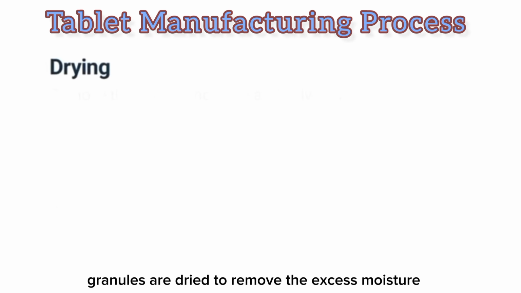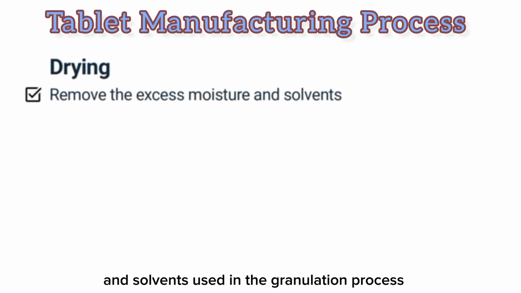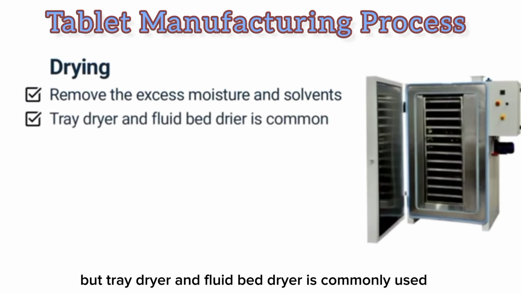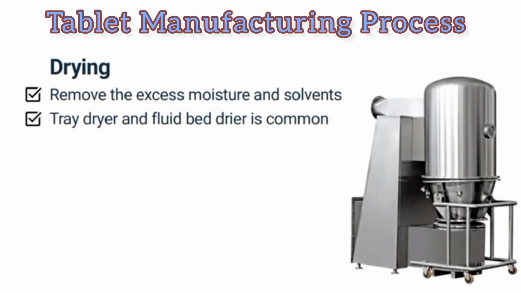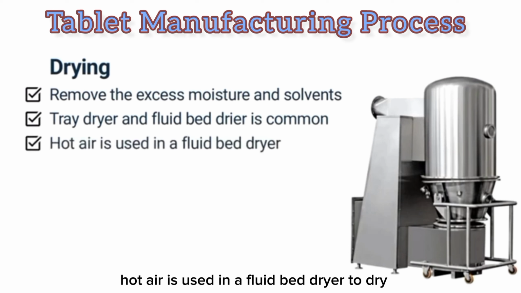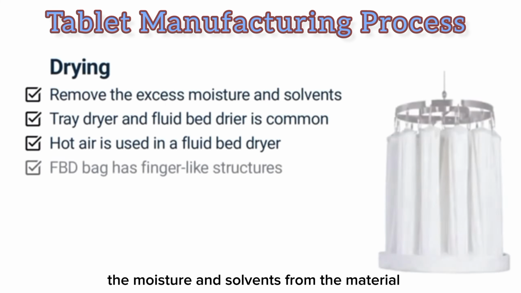Granules are dried to remove the excess moisture and solvents used in the granulation process. There are different methods used for drying, but tray dryer and fluid bed dryer are commonly used. In pharmaceutical manufacturing, fluid bed dryers are widely used. Hot air is used in a fluid bed dryer to dry the material. It has a perforated bowl to place the material and hot air is passed through the material. This hot air removes the moisture and solvents from the material.